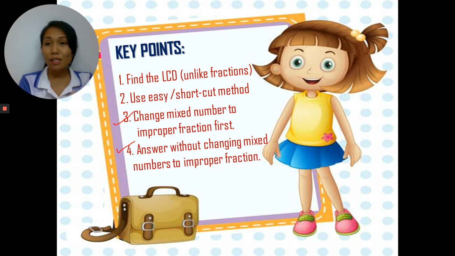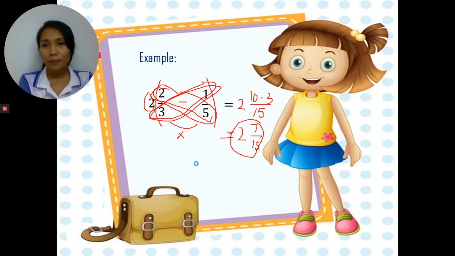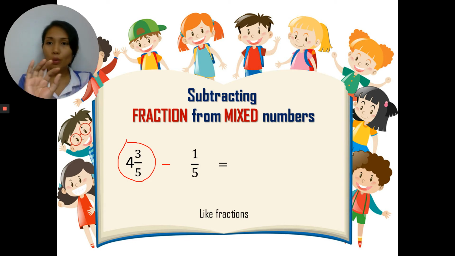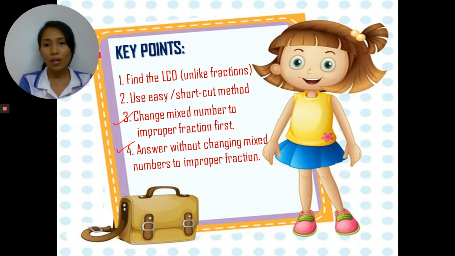Actually, number 4 is easier and faster, but we cannot do this every time. It depends on the given fractions. You will understand that one later. Now let's try subtracting a fraction from a mixed number. As I've said, when we have a mixed number, we can either convert it into an improper fraction, or separate the whole number from the fractions. Let's try the fourth one that we have here.